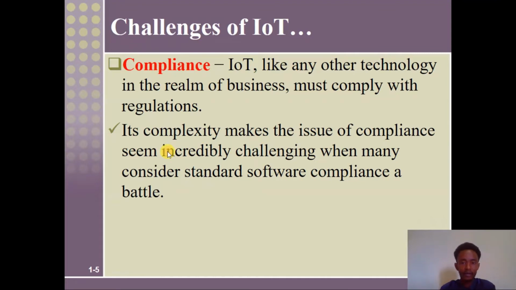IoT, like any other technology in the realm of business, must comply with regulations. Its complexity makes the issue of compliance seem incredibly challenging when one considers standard software compliance. When we want to deploy the Internet of Things for a particular company, it has to come up with rules and regulations and obey the rules and regulations of that organization, otherwise compliance becomes another issue.